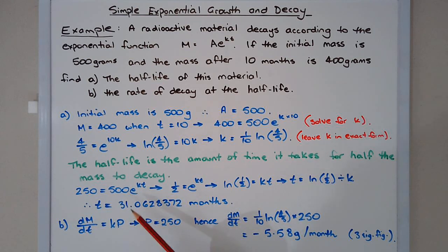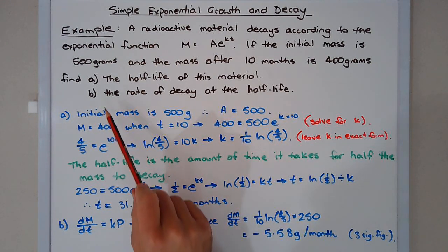Now, if we wait another 31 months, or roughly 31 months, this 250 grams will become 125 grams. So it keeps halving every roughly 31 months. The mass halves each time. So that's the concept of half-life.